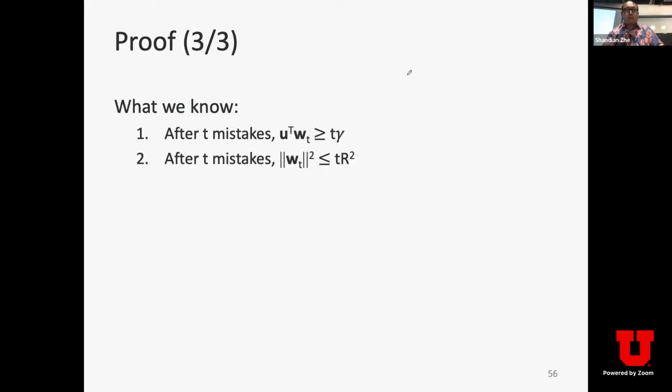Okay. Now we've got two claims, and after the two claims, we have two conclusions. First, after t mistakes or updates, we get u transpose W_t is greater than or equal to t gamma. And after t mistakes, the square norm of W_t is upper bounded by t R squared. The third step will just piece these two inequalities together. How can we do that? We start from the second claim.